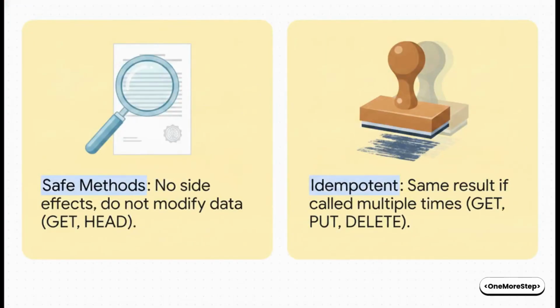We categorize these verbs into two really important buckets. First up are safe methods, meaning the request has no side effects and does not modify data, like a simple GET request. Second are idempotent methods, meaning calling the same request multiple times produces the same result as calling it once. GET, PUT, and DELETE are all idempotent. POST is not, which is exactly why a network timeout on a POST request can accidentally duplicate a payment or an action if you retry it.